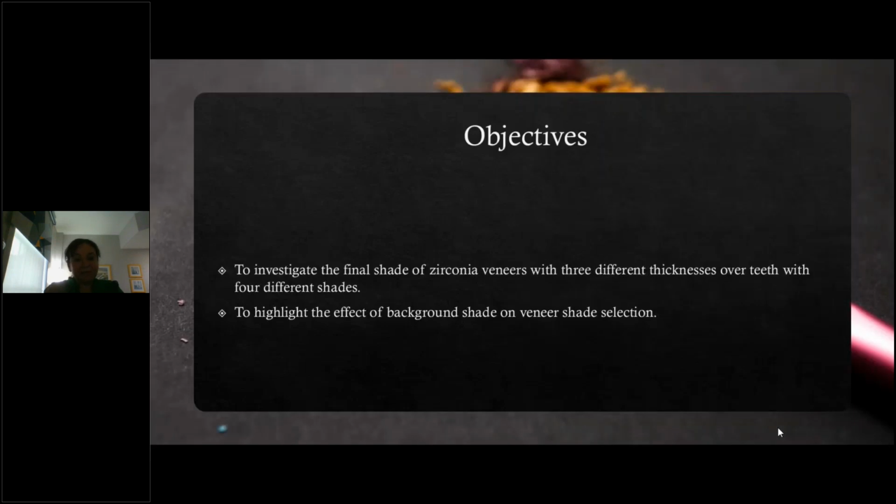So the objective was to investigate the final shade of zirconia veneers with 3 different thicknesses over teeth with 4 different shades, and also to highlight the effect of background shade on the veneer shade selection.